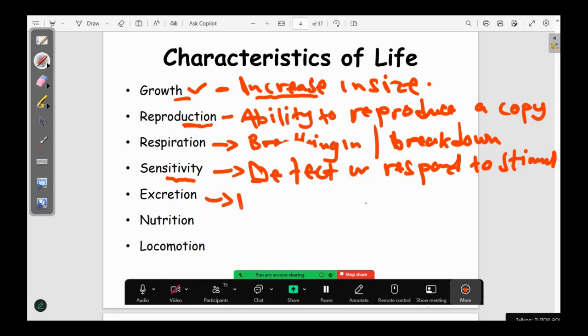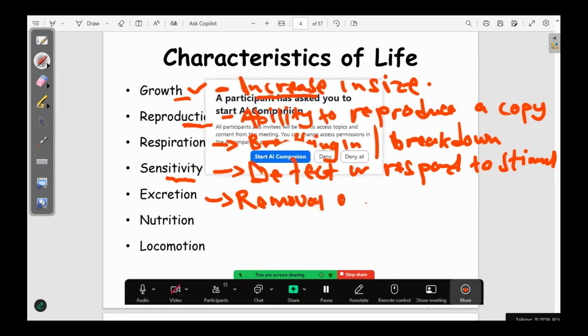Okay, removal of waste. Someone is asking to record the meeting. I'm recording, guys. I'll share the video with you. You don't need to record.